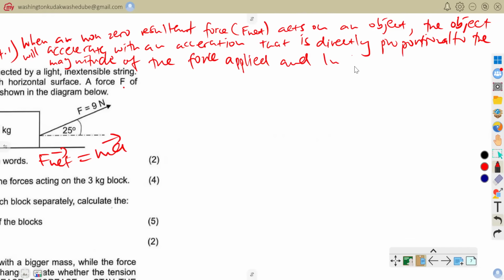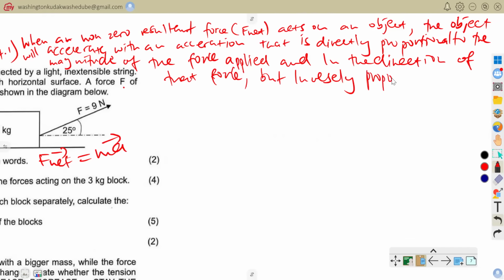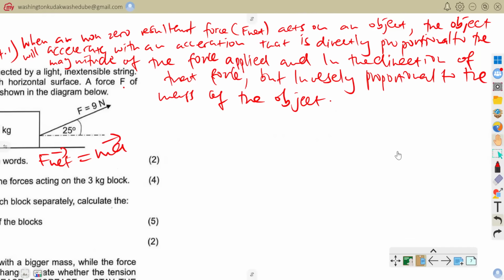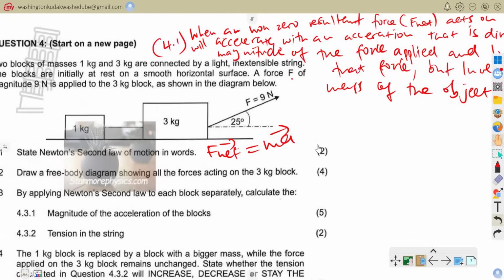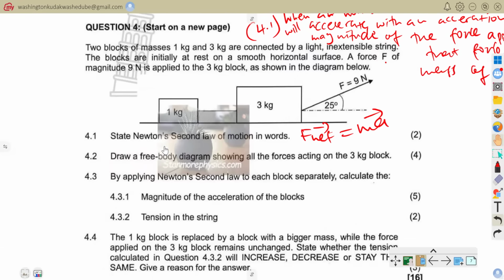and in the direction of that force, or else in the same direction with that force, but inversely proportional to the mass of the object. So the acceleration would be directly proportional to this net force, but it would be inversely proportional to the mass of the object. That is what Newton's second law states.